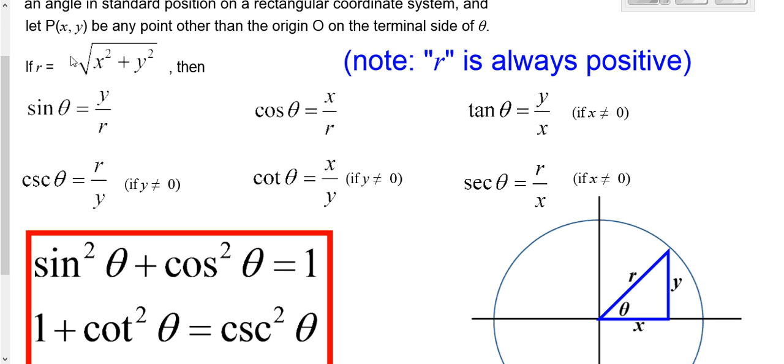Now notice, it's a positive in front of our square root here. So that means r is always positive. Please make note that r is always positive. R is never negative.